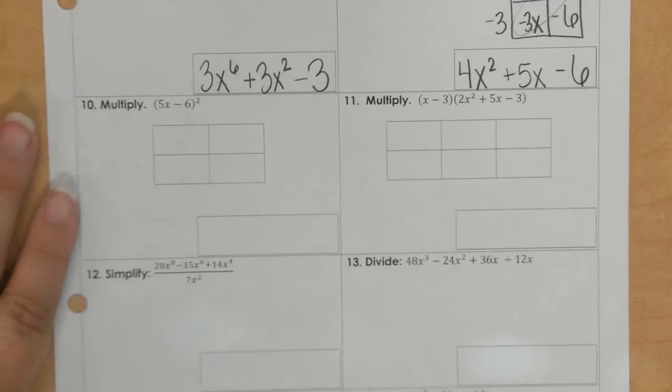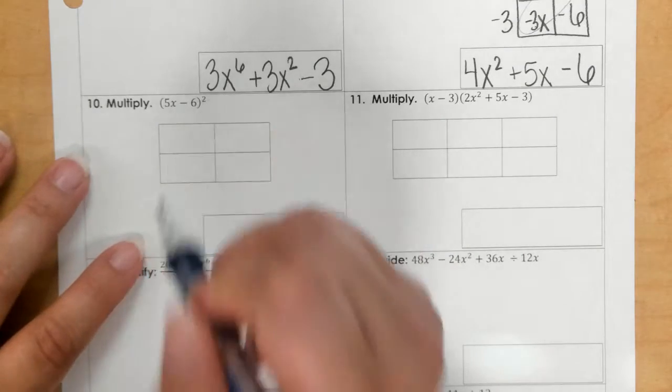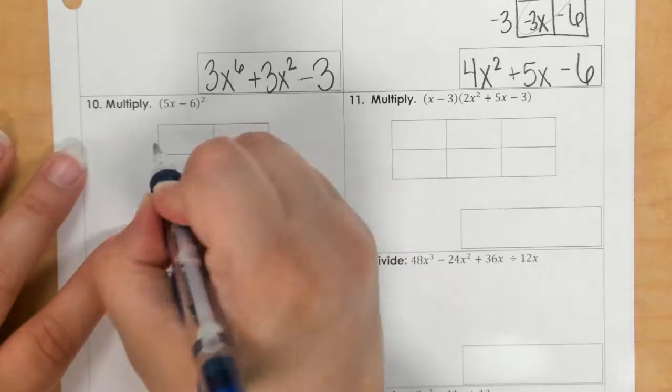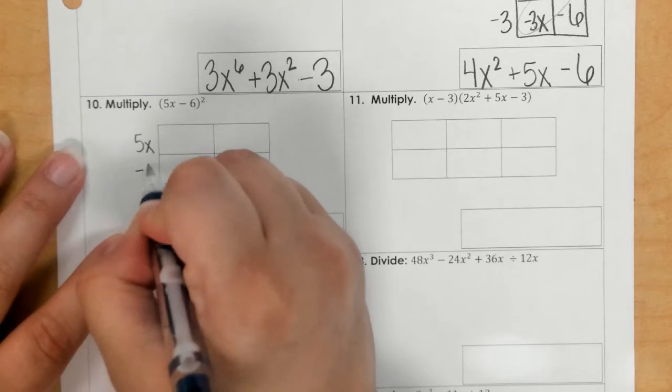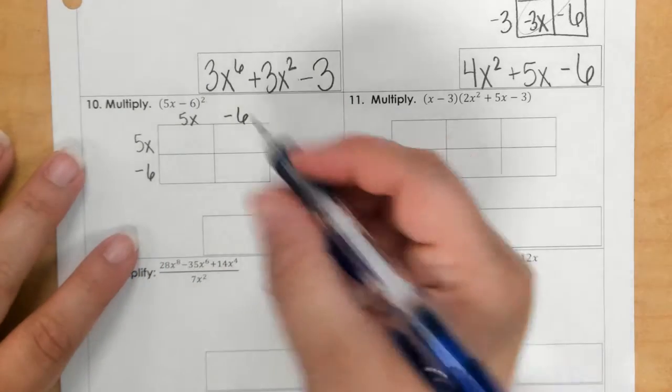For number 10, I went ahead and gave you the 2 by 2. The 5x minus 6 squared means that you're doing that twice. You're writing it twice. So we're going to have 5x minus 6 on the side and 5x minus 6 on the top. Then we're going to go ahead and multiply.